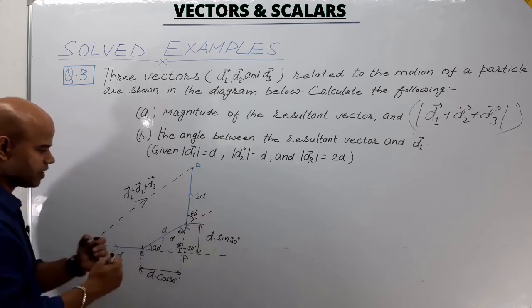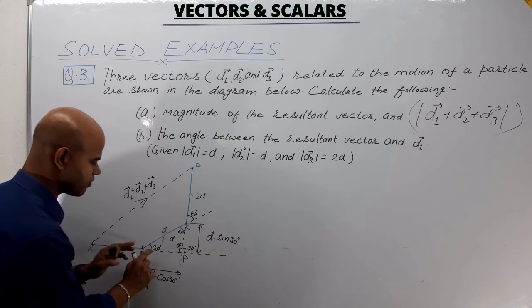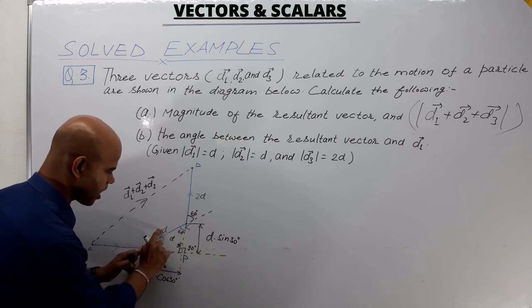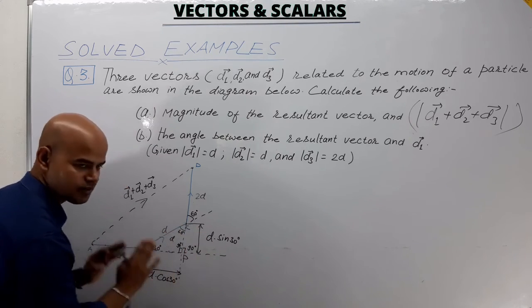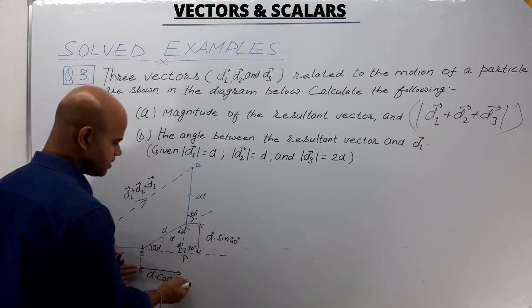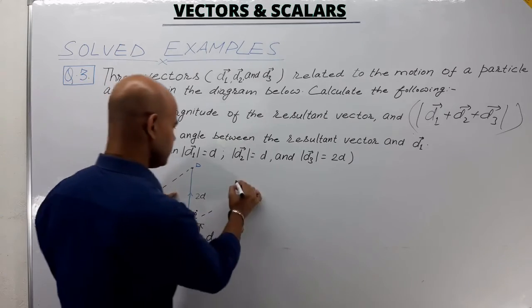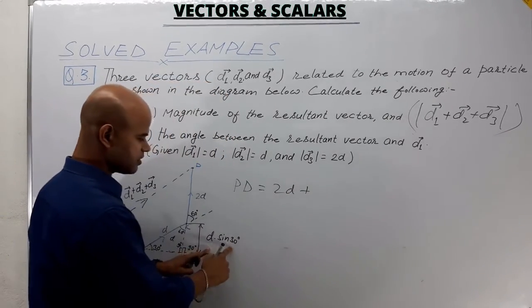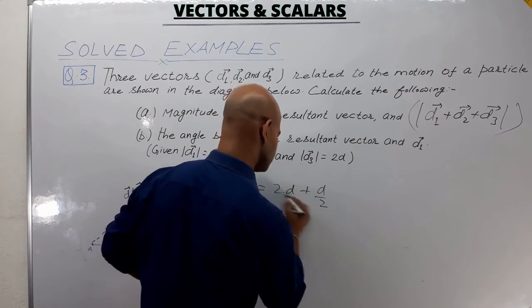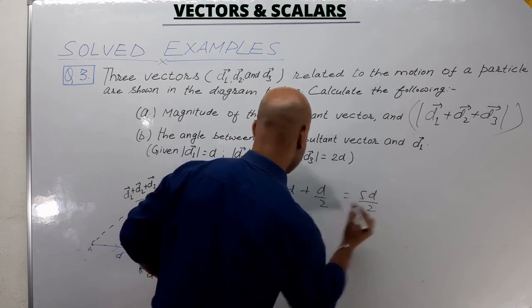Same like resolving the vector. And if you don't know how to resolve the vector, you can use trigonometry. Cos 30 is base upon hypotenuse, sine 30 is perpendicular upon hypotenuse. You will get the same result. You simply have to find base and perpendicular, right? So now let's find PD. So PD is nothing but 2D plus D sine 30. Sine 30 is half, so this will be D by 2. So this becomes 5D by 2, right?